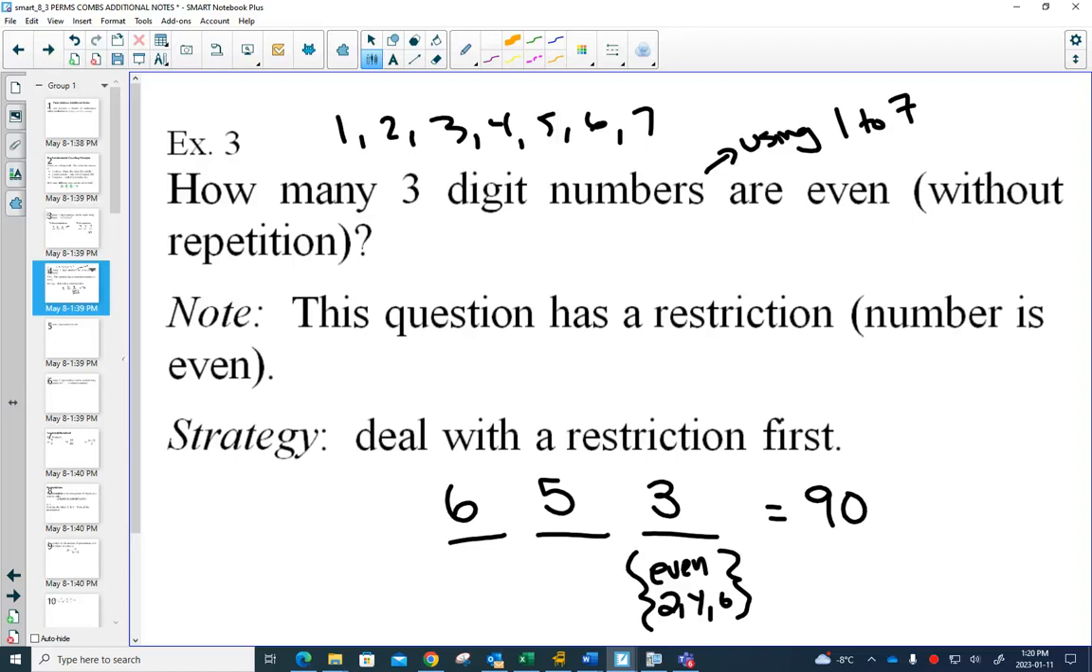Now think about this a little bit. Could you still have numbers that start with 2?